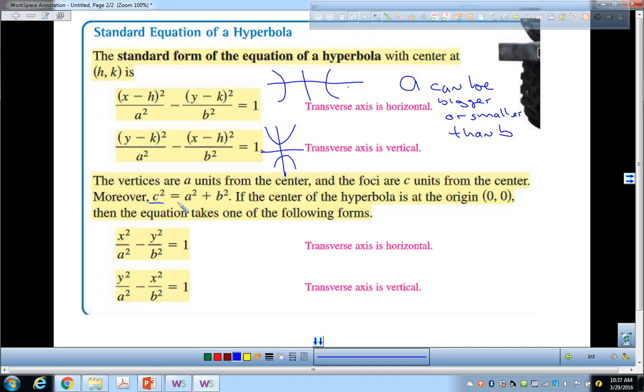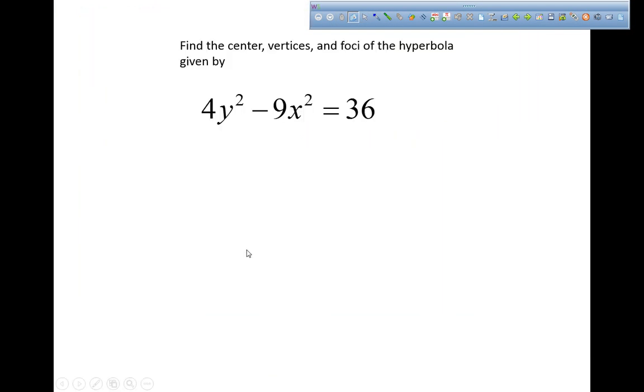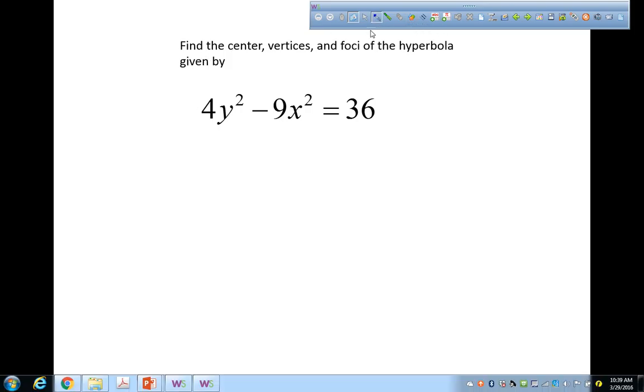Okay? Notice c squared equals a squared plus b squared. For one centered at the origin, it takes this formula. And if it's vertical, it takes this one. Questions about that? (h, k) is the center. You get it? So if y comes first, then it's going this way. If x comes first, it's going this way. All right? Doesn't matter about anything else. All right, so let's move on to the next slide, where they talk about finding the center, vertices and foci of the hyperbola. So we're going to do that right now.